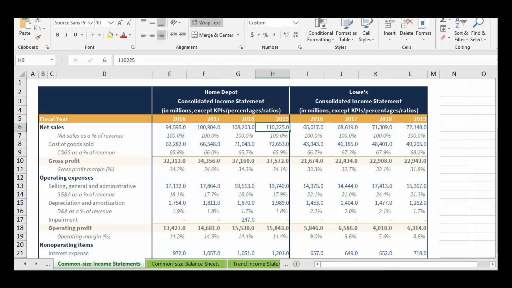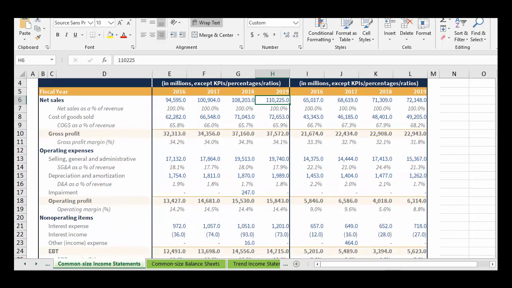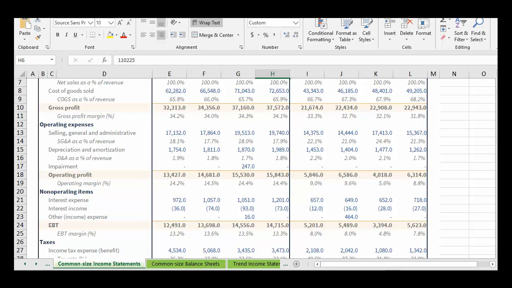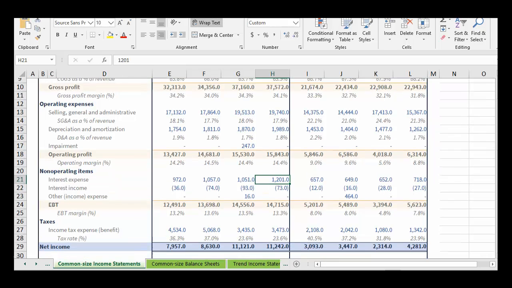We're going top down to make these calculations. Now, I didn't express the impairment for Home Depot during one of the years as a percentage of sales. You absolutely could. And I didn't express any of the non-operating items as a percentage of sales. That's just personal preference, but in a true common size income statement, every single line item would be expressed as a percentage of sales.